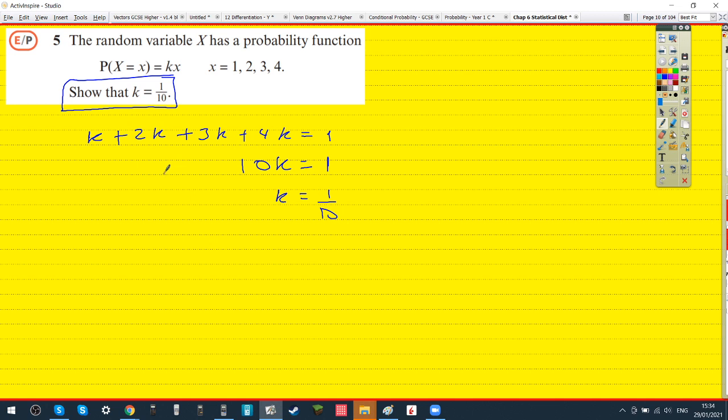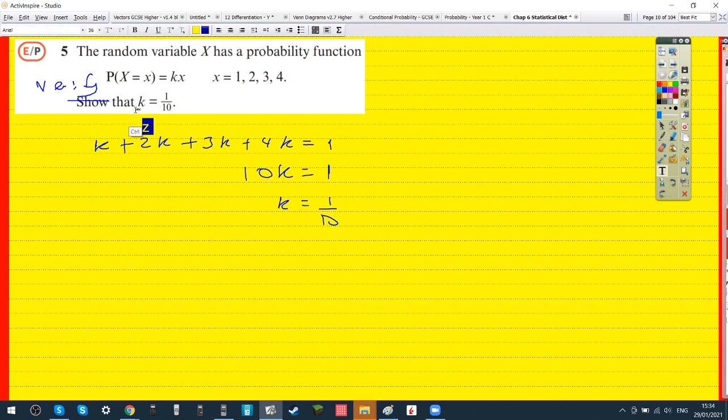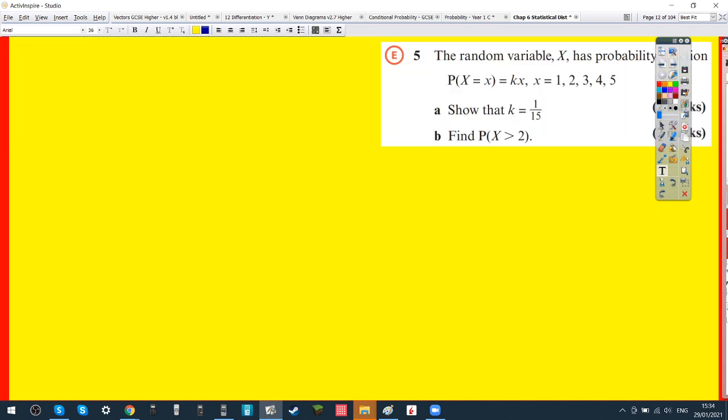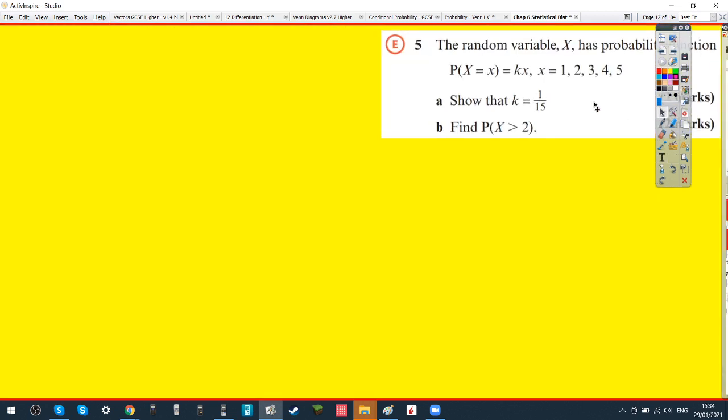And so you have to be careful to show that, not to work in reverse. What you're talking about is verify. If they said verify that K is 1 over 10, you would sub it in and show they add up to 1. Show that would be, if they didn't give you 1 over 10, how would you find K? Yeah, you find it forward. Okay. Right. A.